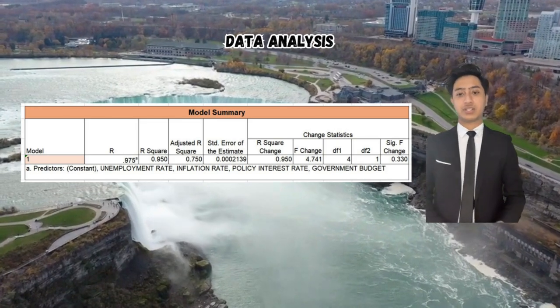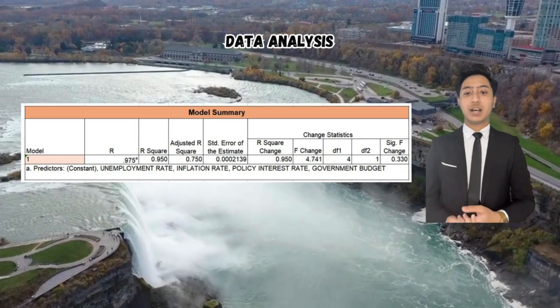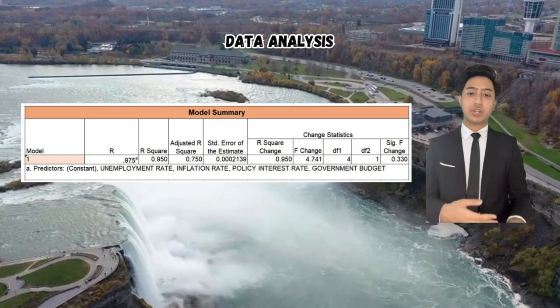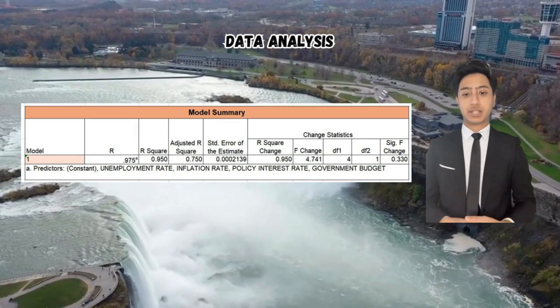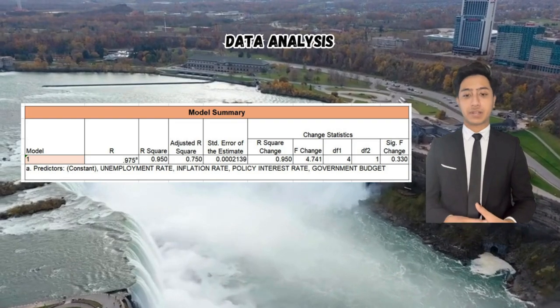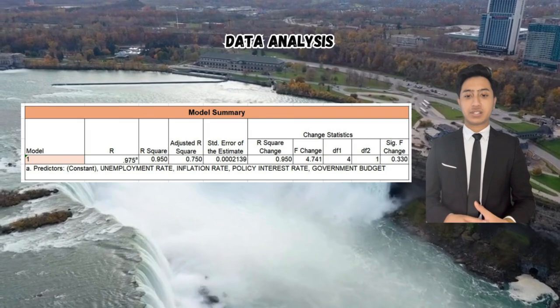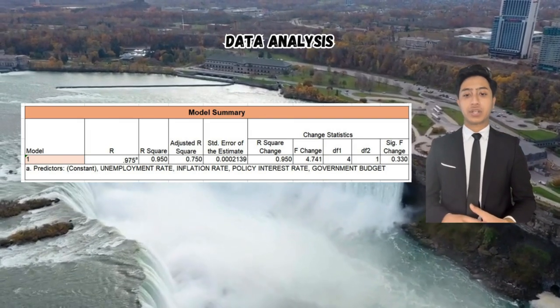Let's look at the model summary, where we are predicting the exchange rate using 4 variables, which are unemployment rate, inflation rate, policy interest rate, and government budget. The model shows a strong correlation, 0.975, meaning it fits well. It explains 95% of the variance in the exchange rate, 0.950.